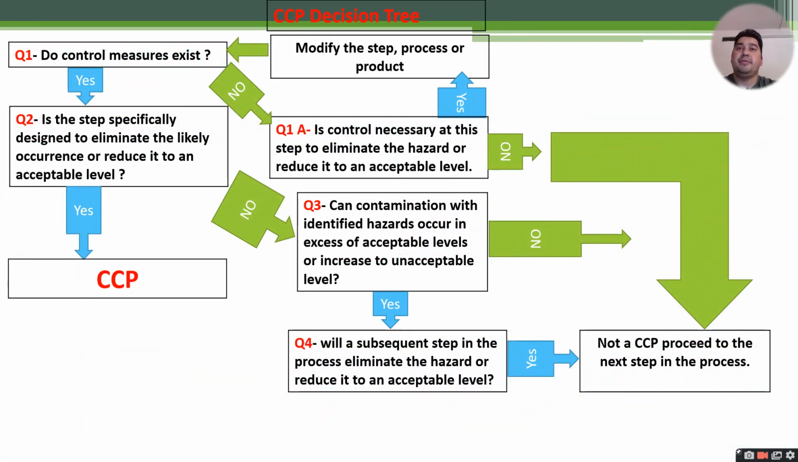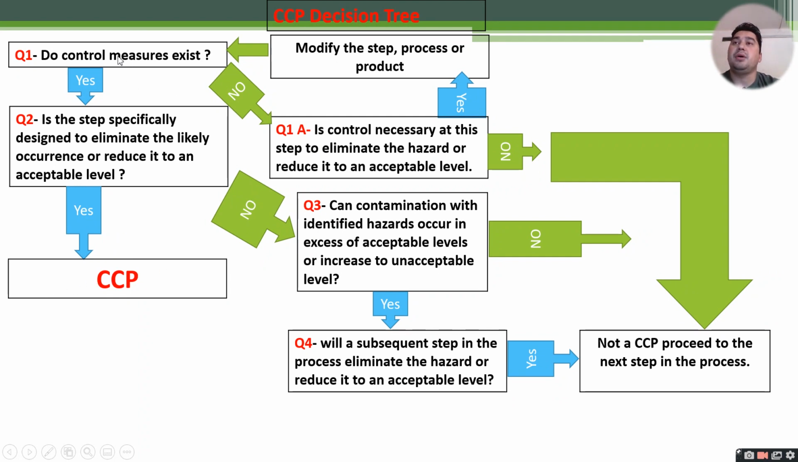Now this is a decision tree which I was talking about. This is how you can identify whether a particular step is a CCP or not. As I said, you have to ask these 4 questions: question 1, question 2, question 3, and question 4. The first question: do control measures exist? If yes, then you have to move to the second question. Is the step specifically designed to eliminate the likely occurrence or reduce it to an acceptable level? If it is saying yes, then it is a CCP.